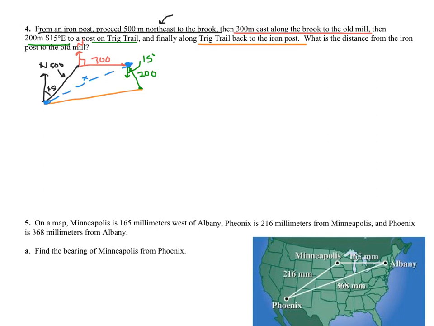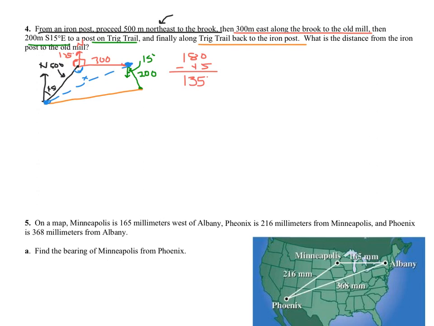So there's more information on this picture than we actually need. That 200 on the right isn't going to be super helpful. But what we do need is this angle on the inside of the triangle. To get that, let's go back to our original part of the picture where we went from the iron post to the brook. Notice we've got two norths over there. That means we should be able to figure out this angle at the top. If we take 180 minus 45, that would be 135. That would be the angle on that left-hand side.